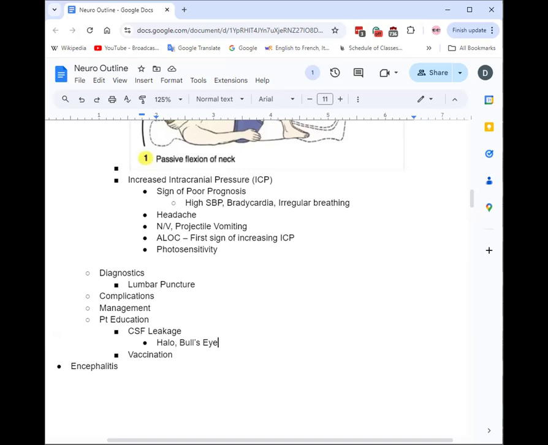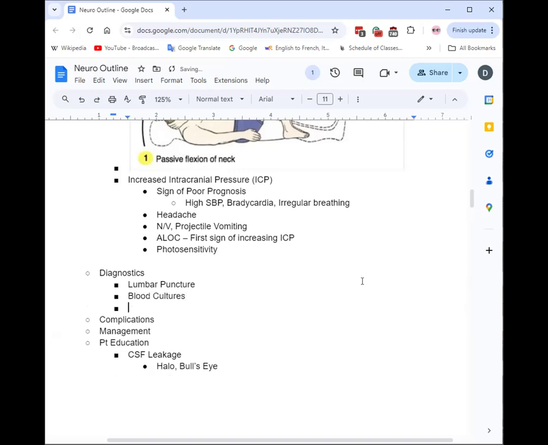And then what else did you mention? CT scan, blood cultures. Those are all good. I'll write them down in a second. I don't think I have any pictures of it, but definitely blood cultures, and a CT scan, usually prior to the lumbar puncture. There's also a chest X-ray to rule anything out. Oh, that's a really good one.